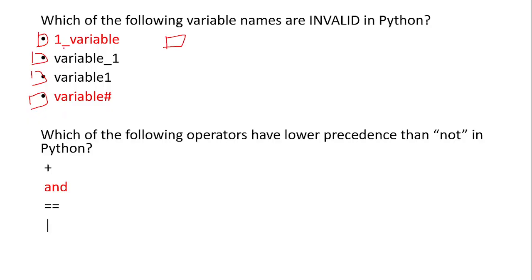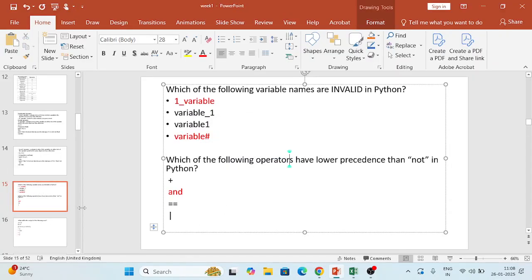Assume that you answered only one underscore variable and didn't select the other option, then you will get 0.5 marks. Assume that you answered one underscore variable and variable one. Variable one is your wrong answer, actually it is allowed. Then you will get 0 points, even though one underscore variable is correct. You should be very careful whenever you are answering box types. If you answer all the options correctly, you will get full marks. If you answer only half of the options, you will get half marks. If you give any one incorrect option, then you will get 0 marks. Okay, so this is about the variable names.